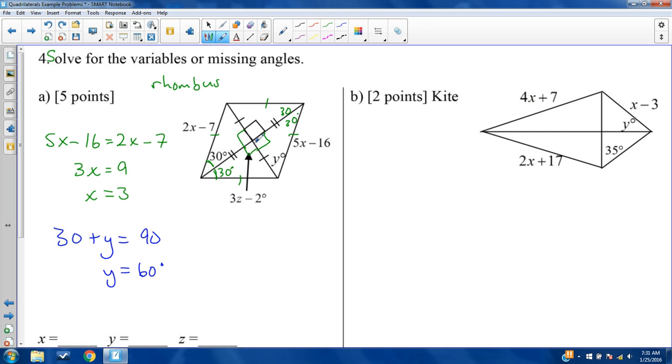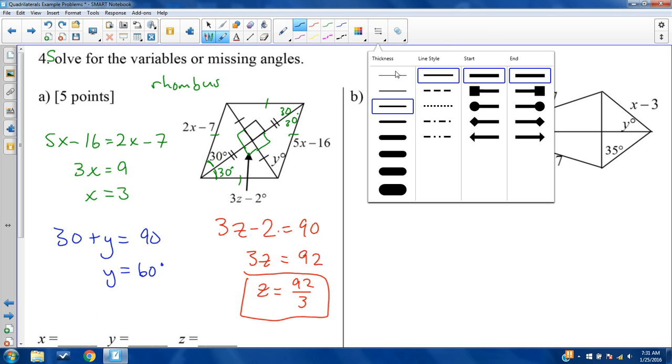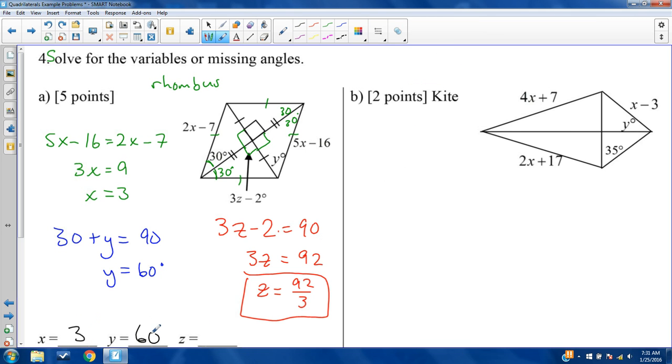And then last is z, and actually this angle is 90 degrees right here, so I could just go straight from there and say 3z minus 2 equals 90. And 3z equals 92. This isn't a great problem. z is 92 over 3, whatever that is. I'm not going to deal with that. It's not divisible. It's 30.6666, whatever. So there are those 3. So your answers again were x is 3, y is 60, and z is 92 over 3 as an exact fraction. If they ask you to round to the nearest tenth, please do so.